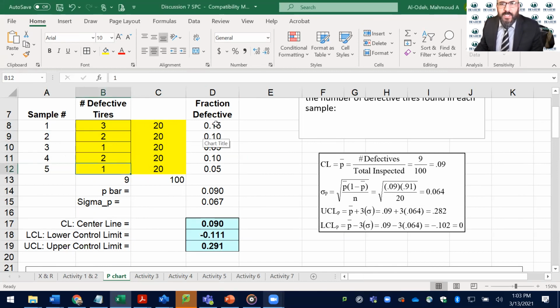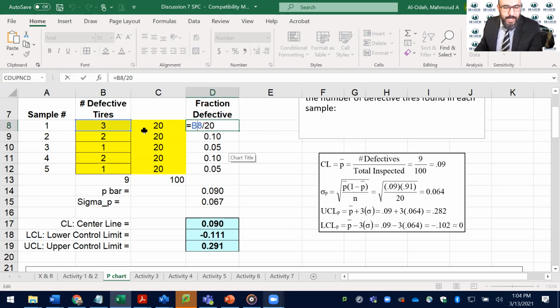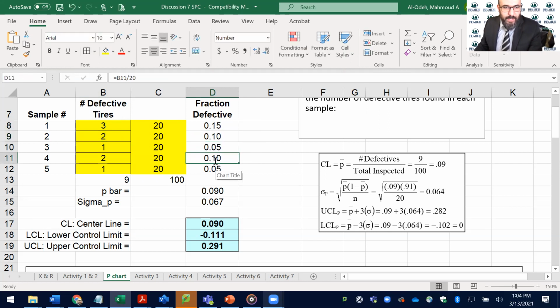Okay, and now the first thing you want to do, again, in a control chart, you need three things: center line, upper control limit, and lower control limit. So for the center line, you need to find the average of the P. In order to find the P, you have to find out what the defective is for each one of the samples. So that would be 3 divided by 20. Same thing here, 2 divided by 20, 1 divided by 20, 2 divided by 20, and 1 divided by 20.